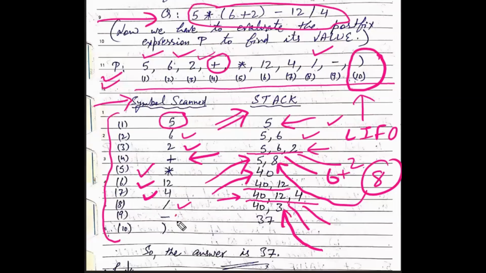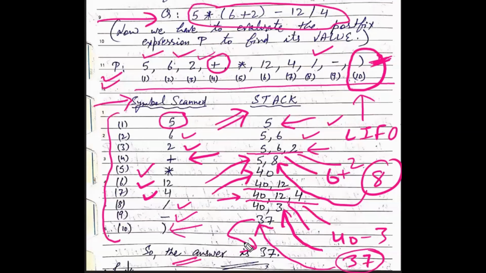Now next is again an operator, which means minus. So 40 minus 3, which is 37. This 37 is again pushed into the stack. Now the last sentinel character, that is the right bracket, which we added initially at the end of the expression. If this bracket comes, pop this element and this will be the answer of this particular problem, which means the evaluated value of the postfix expression is 37.